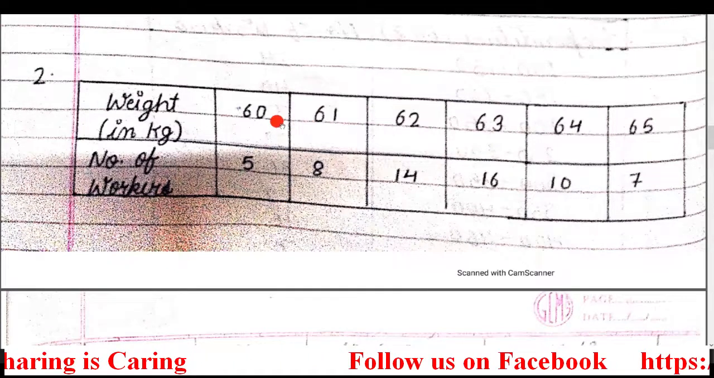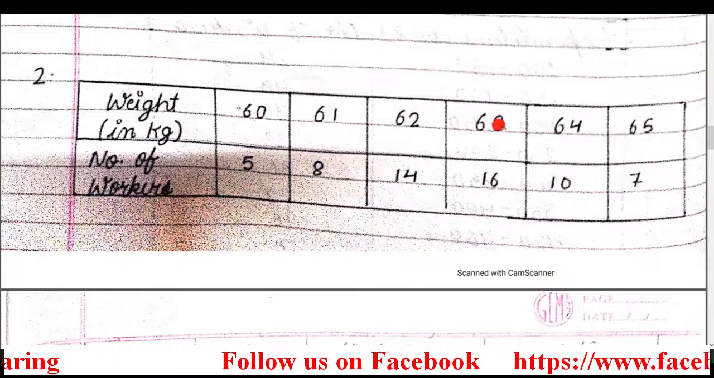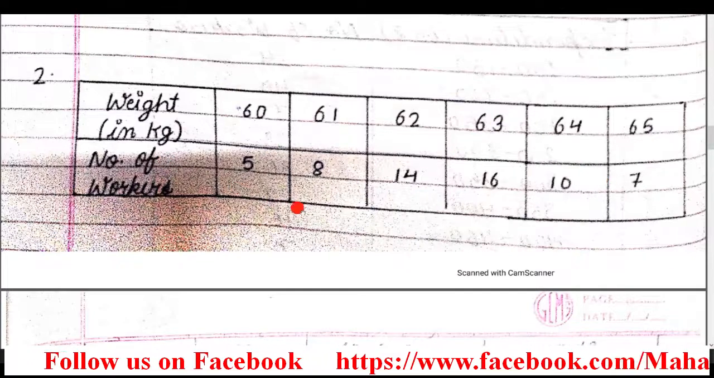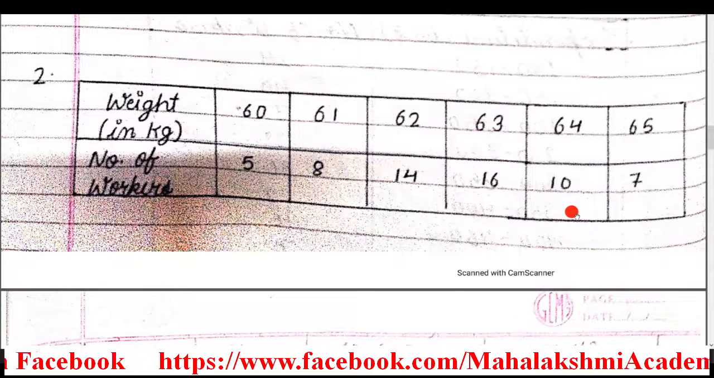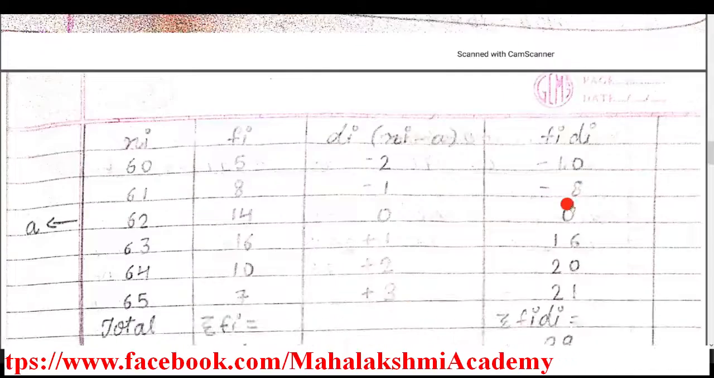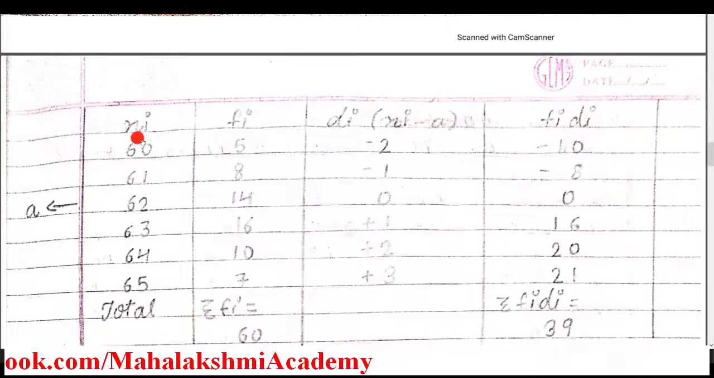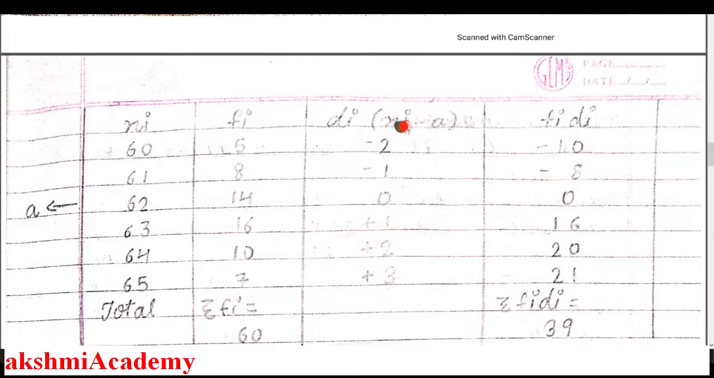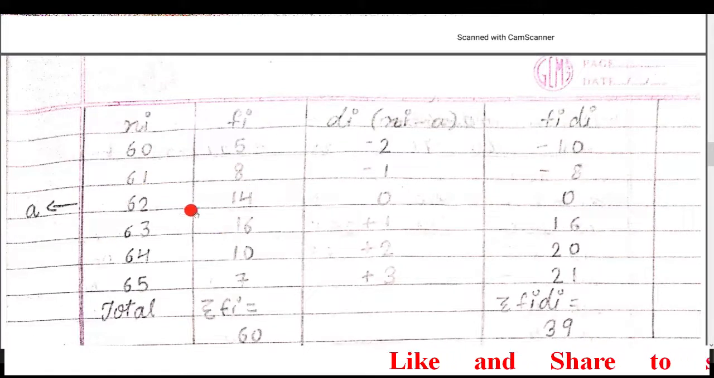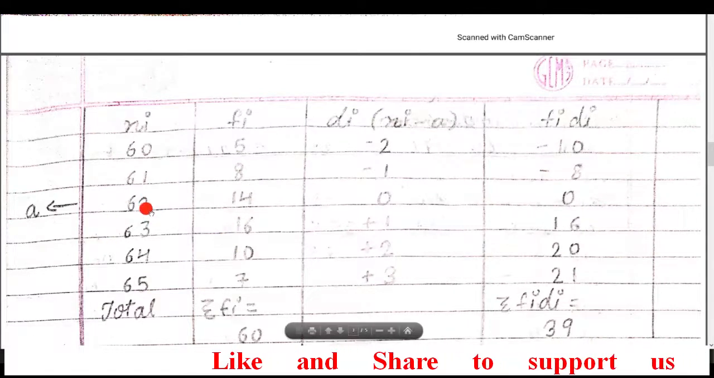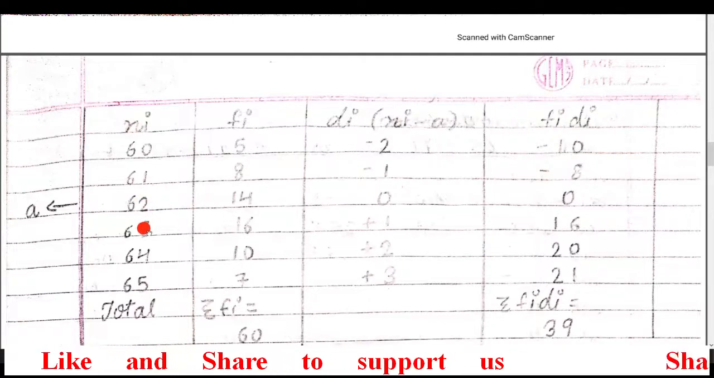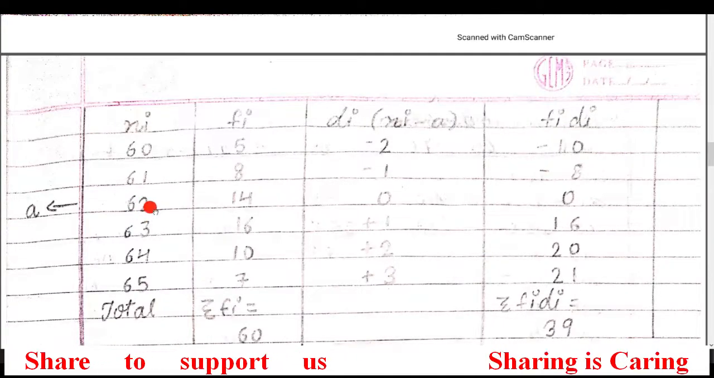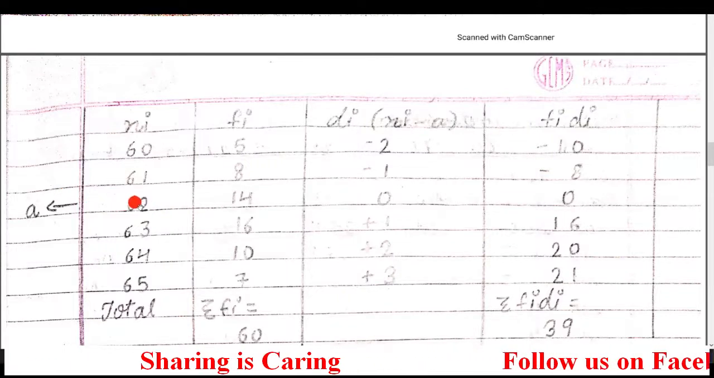In this also xi means the data are given in kg, xi is given directly, and fi is the number of workers. We have to find the mean by the assumed mean method. So the table format is just like question number 1: xi, fi, then di is equal to xi minus A, then fi di. Here I wrote xi and fi from the question. In the middle of the data you can see 62 as well as 63 both coming in the middle. You can assume any as A. I assumed the mean A as 62.